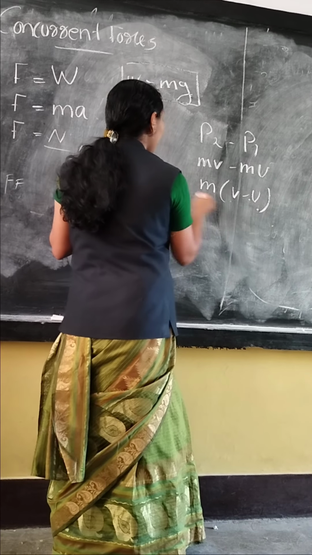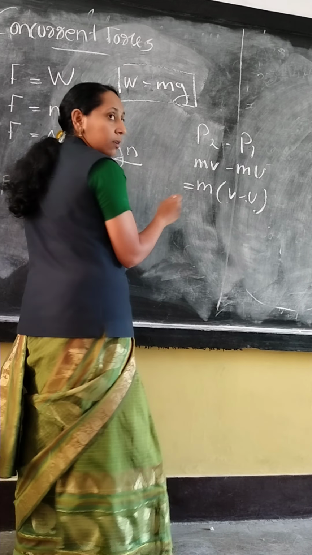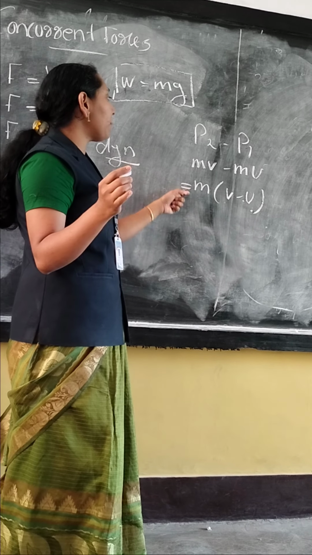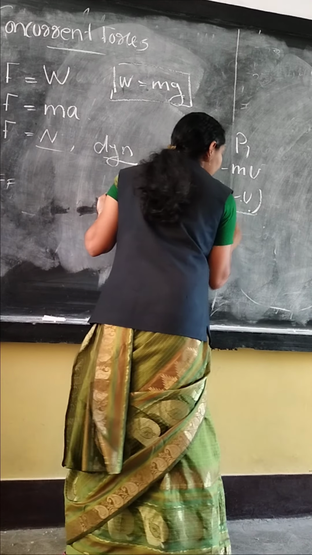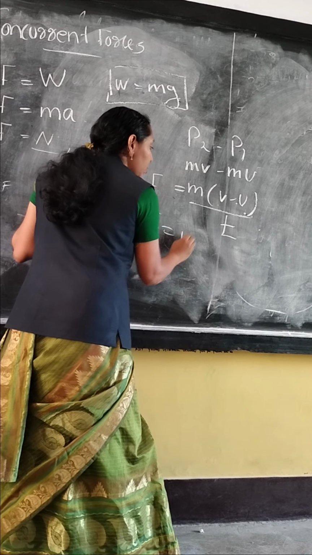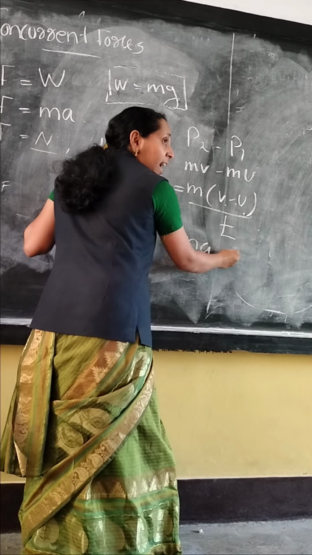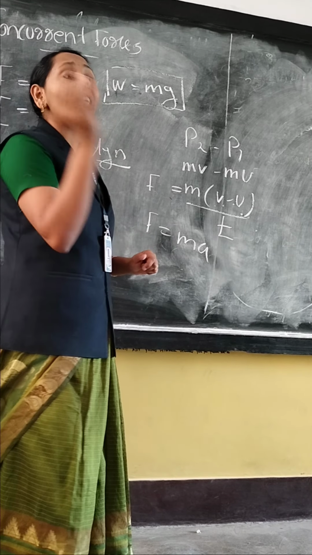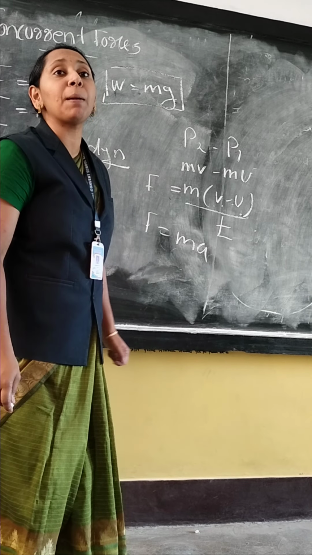M of v minus u divided by t. So F equal to m of v minus u divided by t. What is v minus u by t? It is a, acceleration. So F equal to ma. Actually, rate of change in momentum is directly proportional to force.